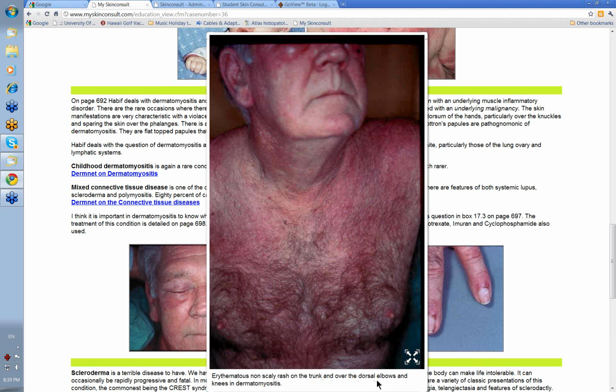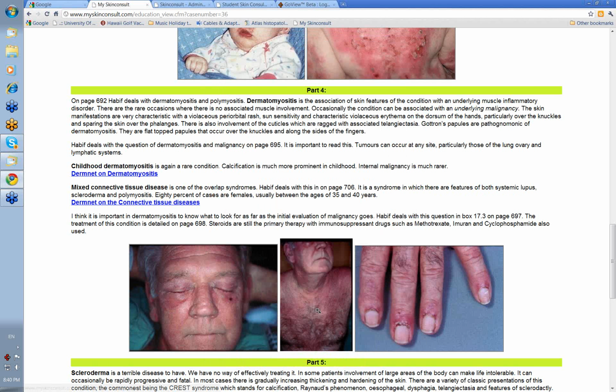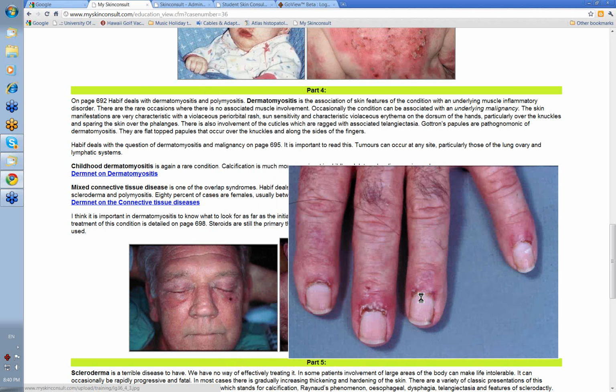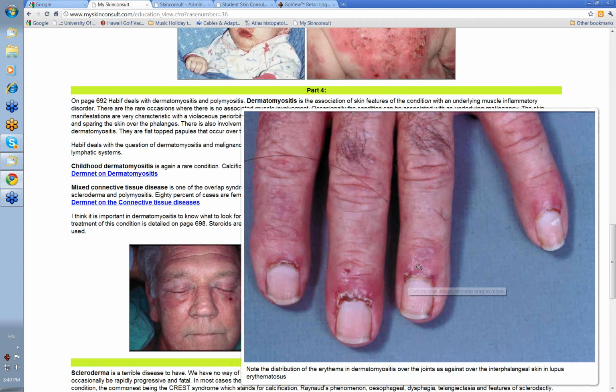And then I've made a little comment here about the rash over the dorsal elbows and knees. But this is the other area you go looking for with dermatomyositis. You go looking down at the fingers. And they usually have some periungual erythema and perhaps a very ragged cuticle, as in these cases. Look at the ragged cuticles here. And this one isn't so bad. And the periungual erythema that they get.